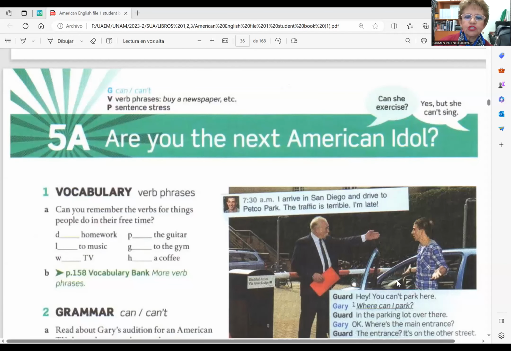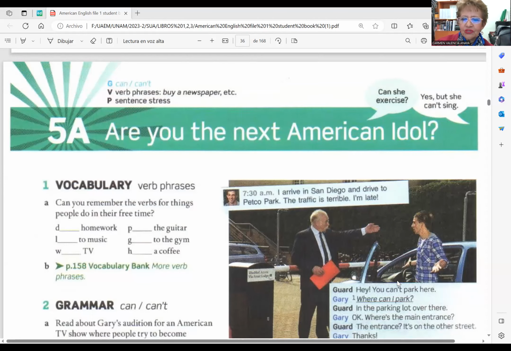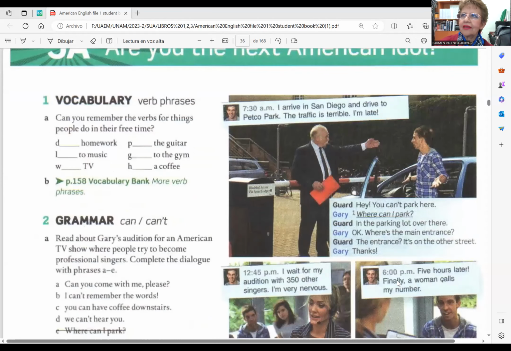Now we go with the textbook. It's very important to check something about the textbook. If you can see, it says, are you the next American Idol? Okay, we are going to look at this one. What are we going to look at in this exercise, in this reading? The most important is the use of can, can't, and at the same time, the use of the present continuous.